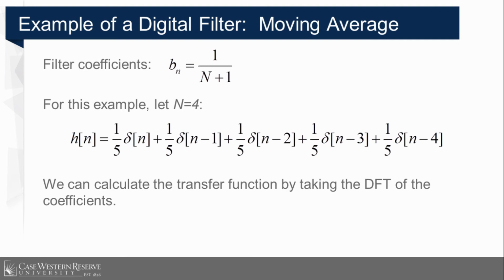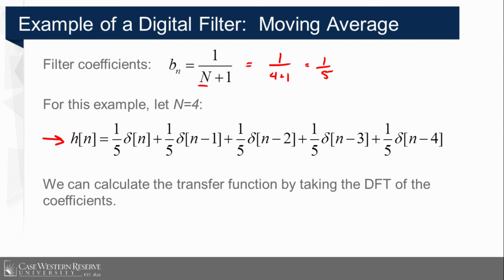Let's take a look at an example of a digital filter. The example that we're going to look at is a moving average, right? This is a very, very simple digital filter. So here, our filter coefficients are going to be equal to 1 over the filter order, capital N, plus 1. So for this example, let's look at a filter order 4. Right, so here, each of the coefficients are going to be equal to 1 over 4 plus 1, or 1 over 5. Okay, and we're going to have 5 separate coefficients, which go along with the 5 pieces of input that we're going to multiply by coefficients and add together in order to get our outputs.